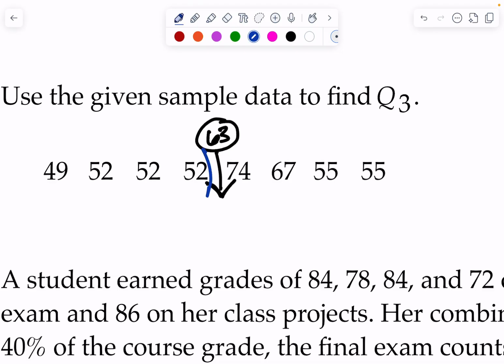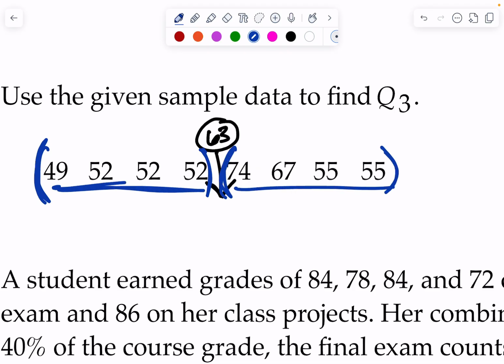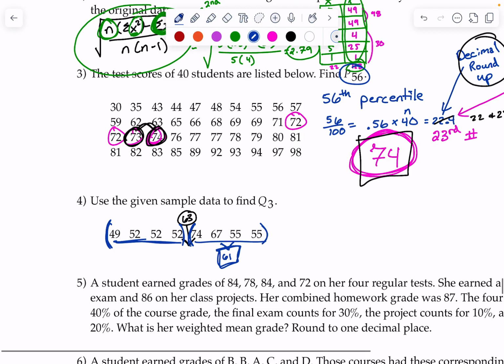Now, to find Q1, I would find the median of those four numbers. But to find Q3, I take the median of these four numbers, which means I'm going to have to average my middle two. So 67 and 55. 67 plus 55 divided by 2 is 61. So Q3 is 61. If you have any questions, ask each other. You guys can help each other out, figure out how to find Q3 or Q1 or anything like that.